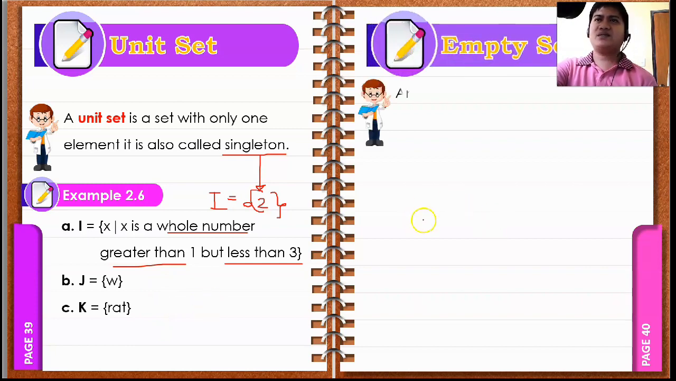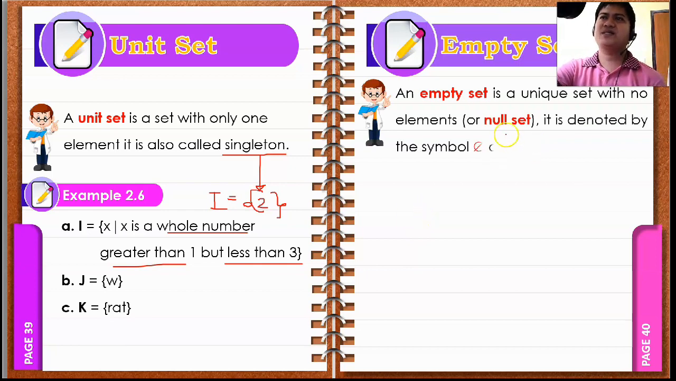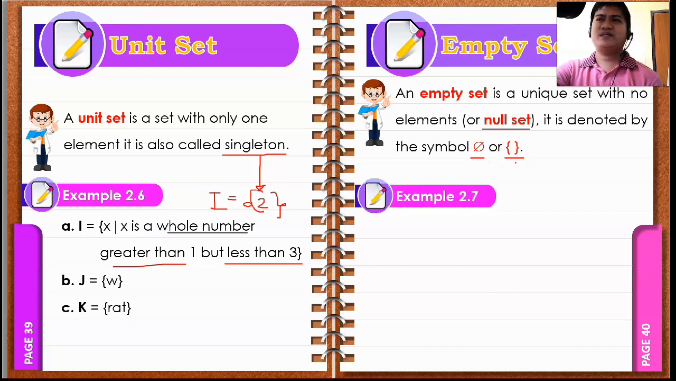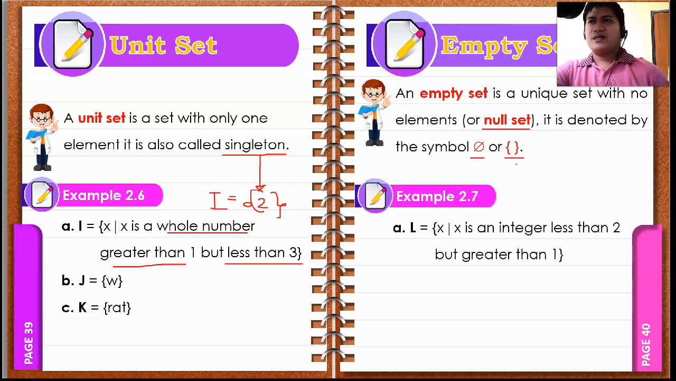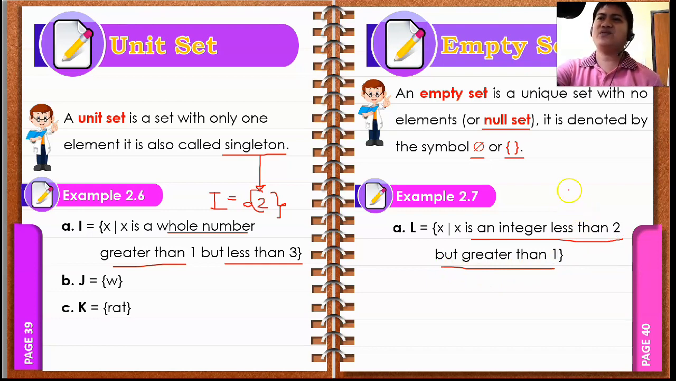Now, we have the empty set. When we say empty set, it is a unique set with no elements. This is usually also known as the null set. It is denoted by this symbol or this symbol, a bracket with no element. For example, L is a set of all x such that x is an integer less than 2 but greater than 1. Is there an integer which is less than 2 but greater than 1? I think no such integer exists, because after 1 we have 2. So in this case, L is empty.